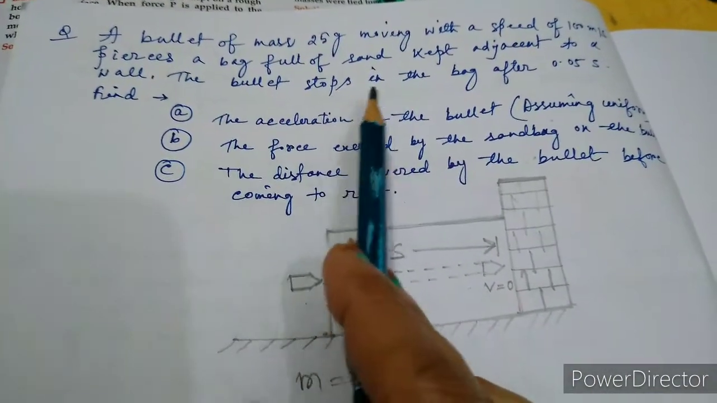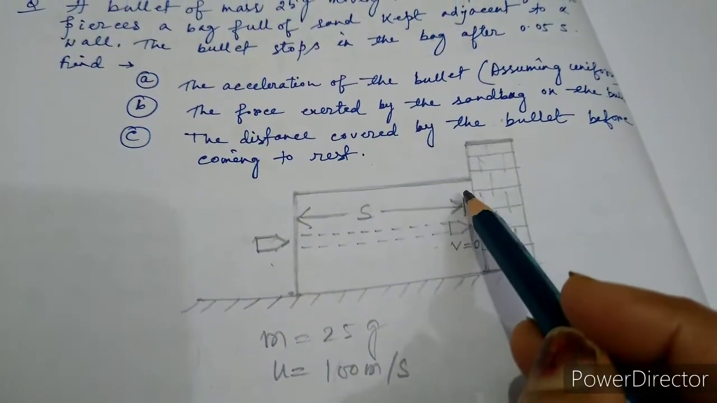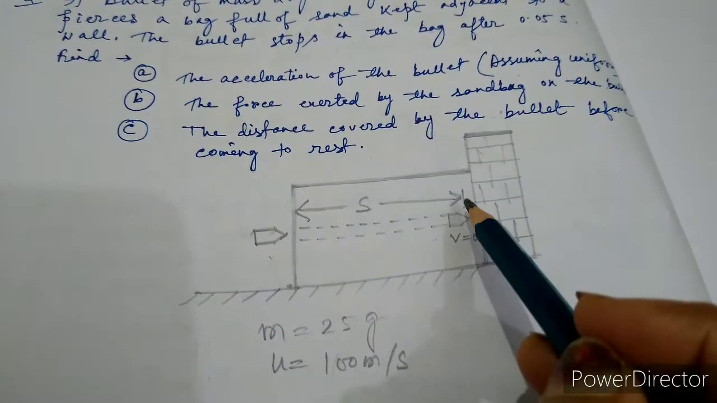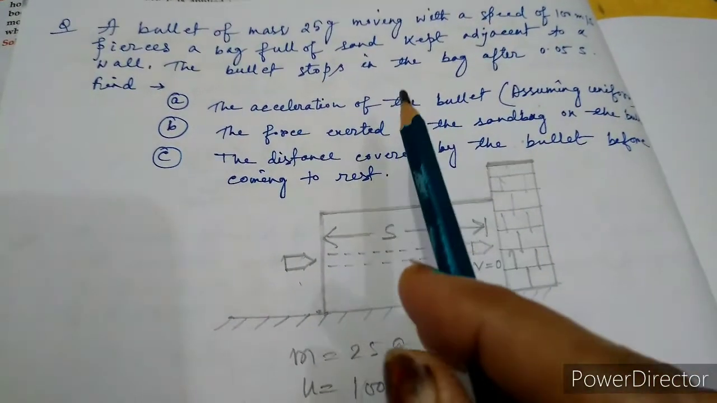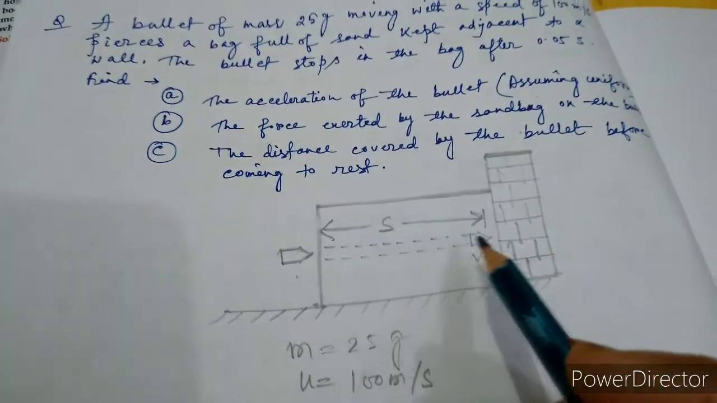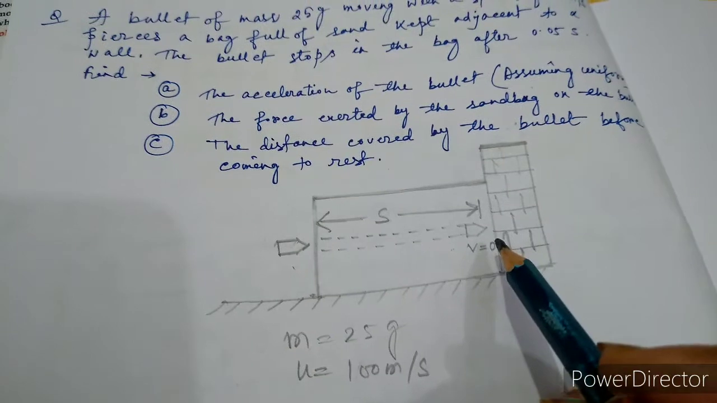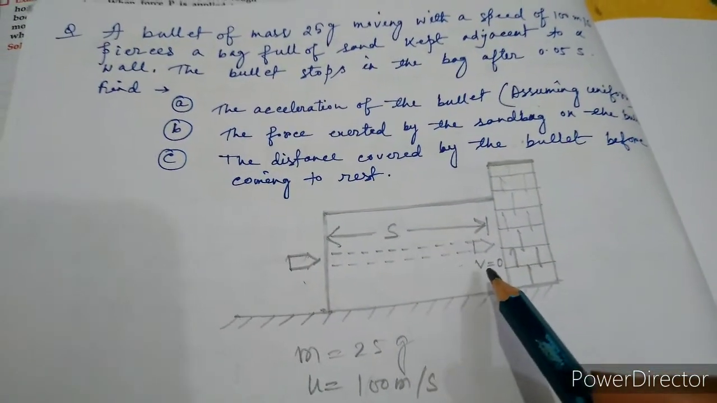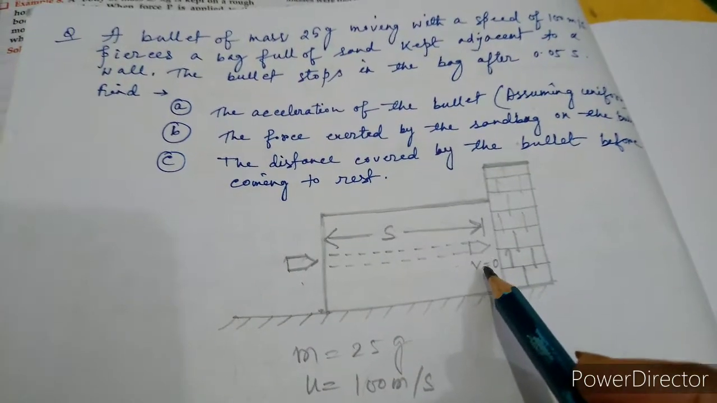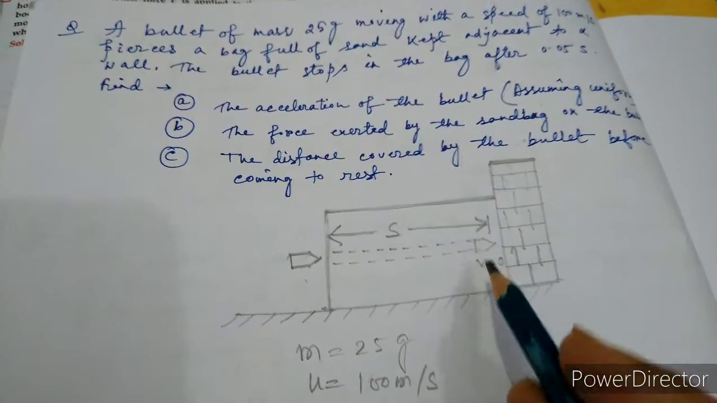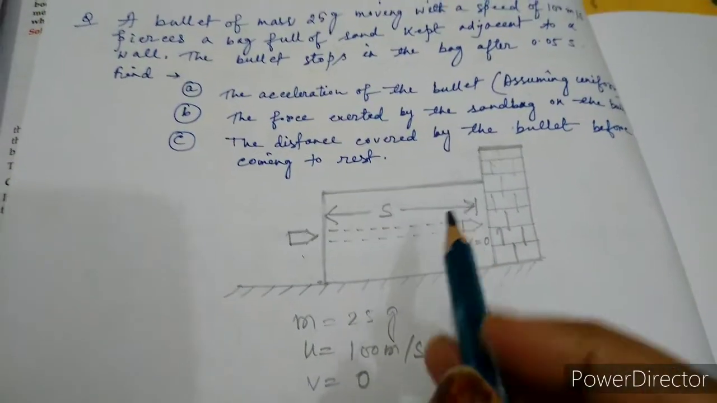It pierces a bag full of sand kept adjacent to a wall. Suppose this is a wall and there is a sand bag which is kept here. It is adjacent to the wall and this bullet struck it. So when it strikes it, what will happen? The bullet will come to a stop, means its motion will become 0. So we can write that v, that is the final velocity, is equal to 0.